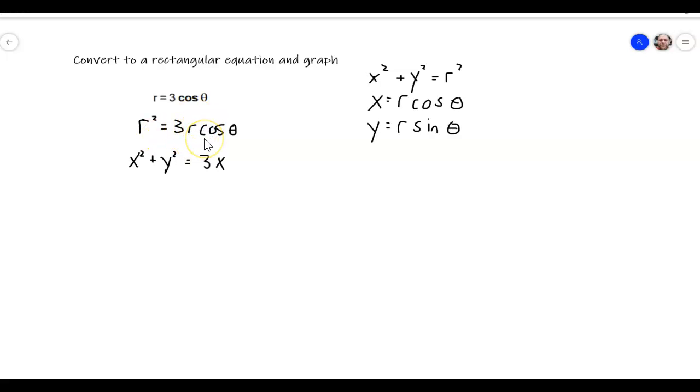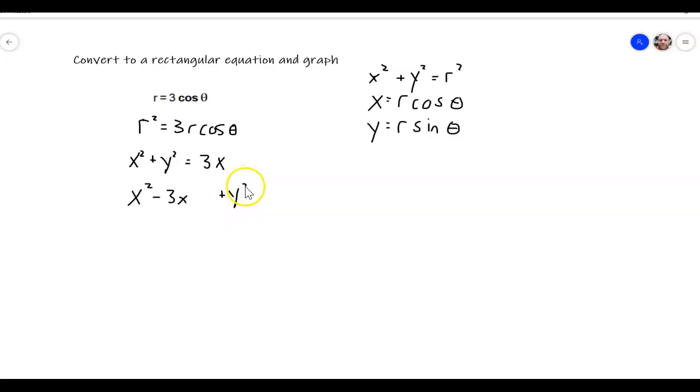And then in order to put this in standard form of the circle so we can graph it, we just have to complete the square. So bring the x's over here, 3x. I'm going to leave a space there.